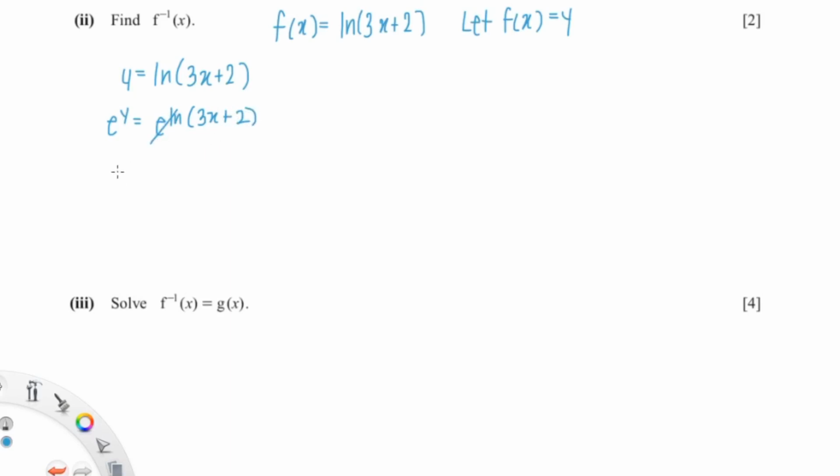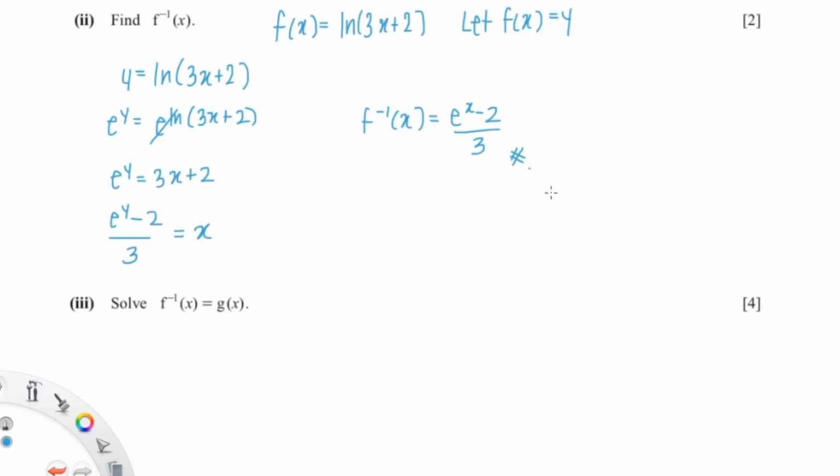So now we can cancel that out. So that'll be e^y equals 3x plus 2. Then (e^y minus 2) over 3 gives you x. Now that we've successfully made x the subject, we found the inverse of function f. So the inverse of function f is (e^x minus 2) over 3.